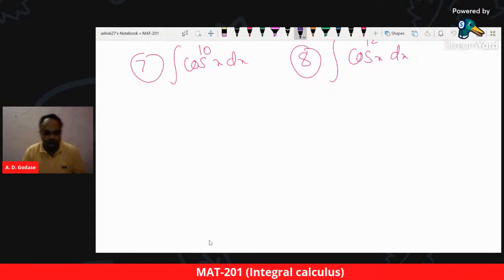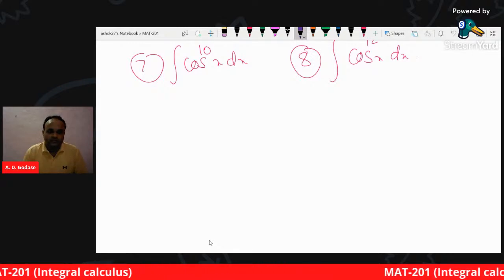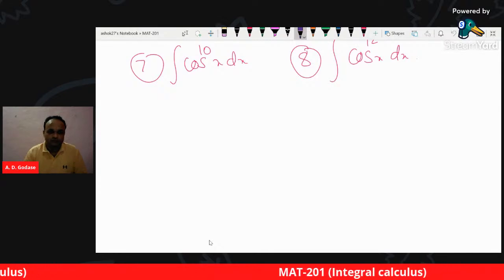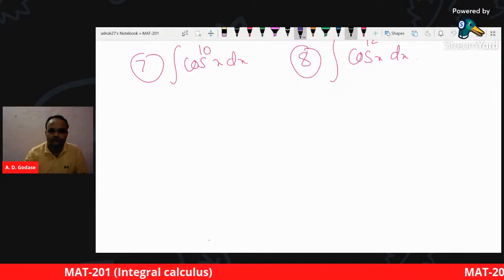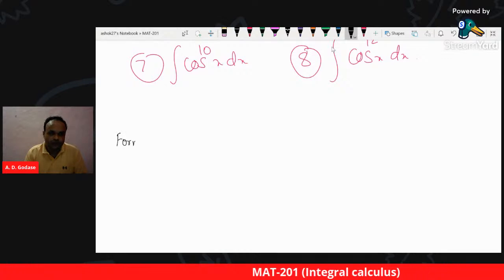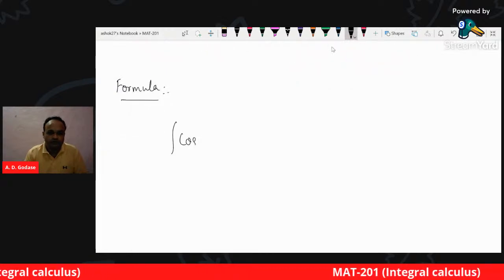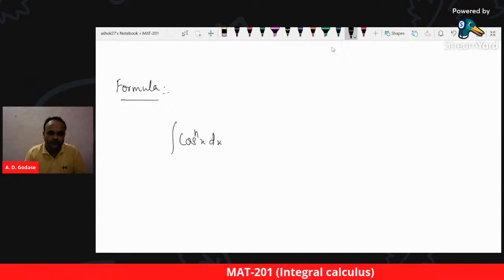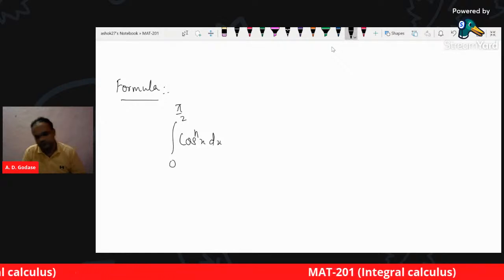So here we will see the formula for integration of cos raised to n x dx between 0 to pi by 2. Already we have seen the same formula for integration of sin raised to n x dx between 0 to pi by 2.